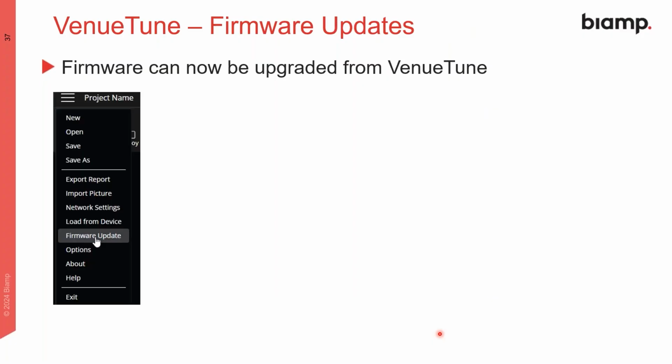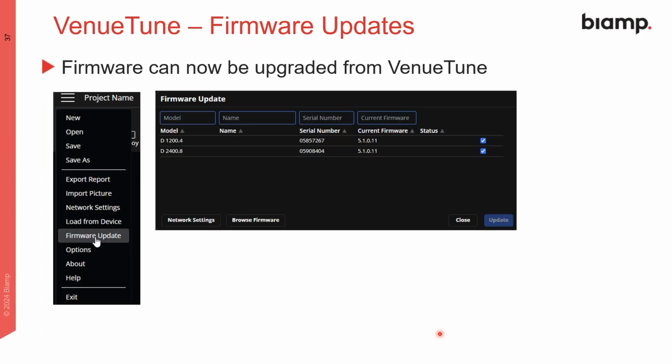Firmware updates. Previously, we weren't able to do firmware updates with VenueTune, but now we can. Again, in that same menu, if we click on firmware update and select which amplifier. Well, first we can observe the firmware within the ALCs. Then we can choose which one or ones we want to update the firmware.